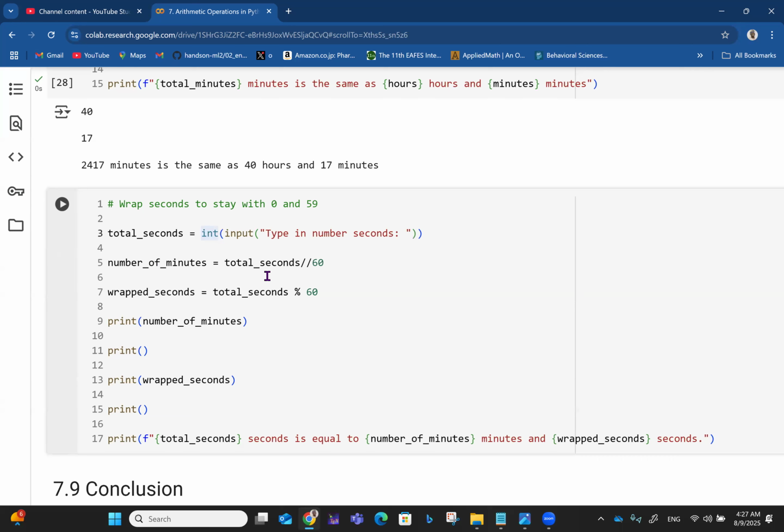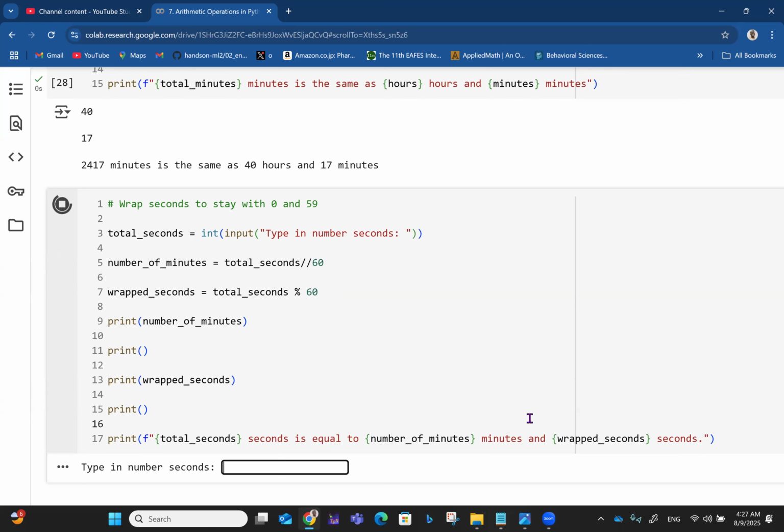So number of minutes will now be total seconds supplied, because 60 seconds make 1 minute. So we get the floor division, or the integer division, by 60. So it gives us the number of minutes, and the wrapped seconds will now be total seconds modulo 60. So the remainder, after all the full 60s are gone, then we have that remainder, and then we can print the number of minutes like we did before, print the number of wrapped seconds, and we have total seconds equal to number of minutes and wrapped seconds.